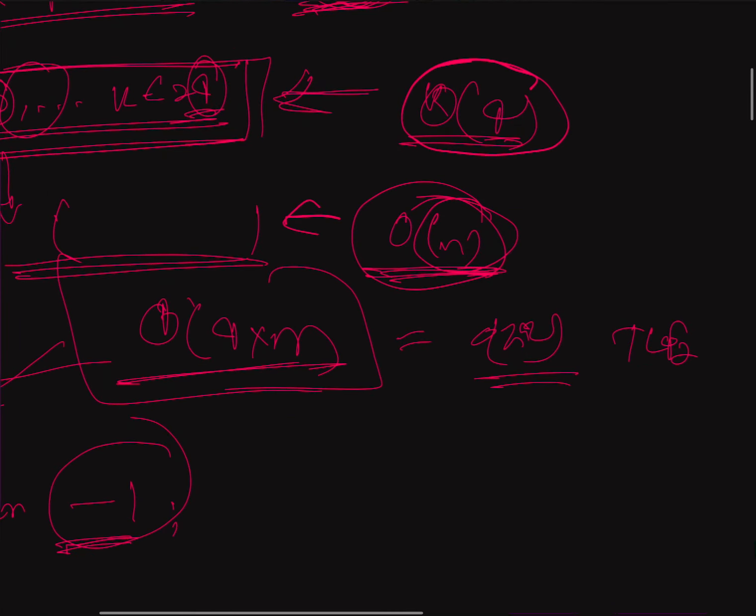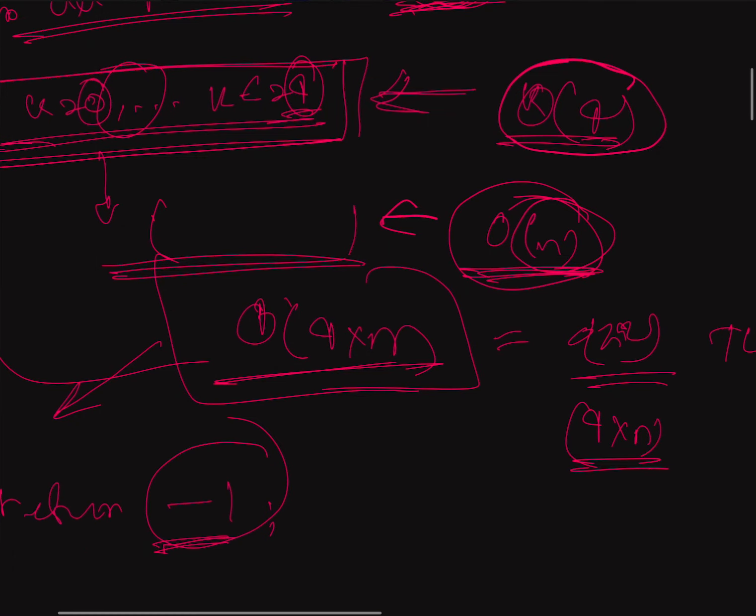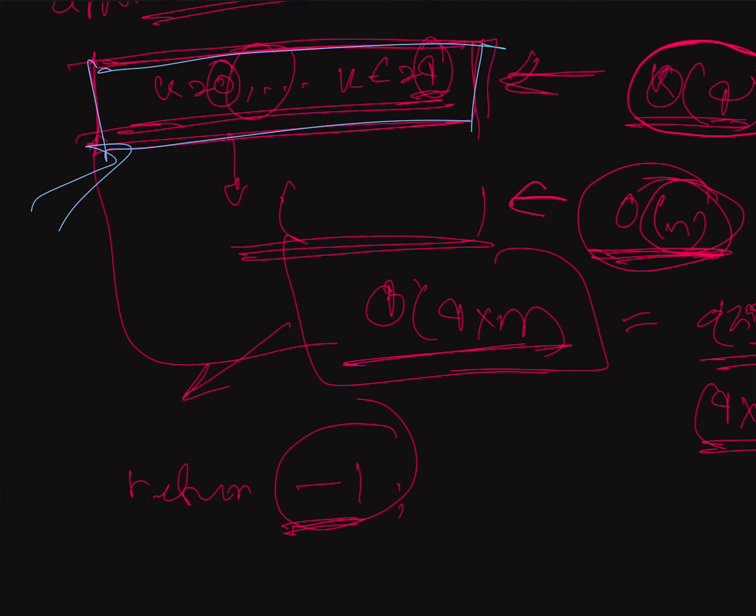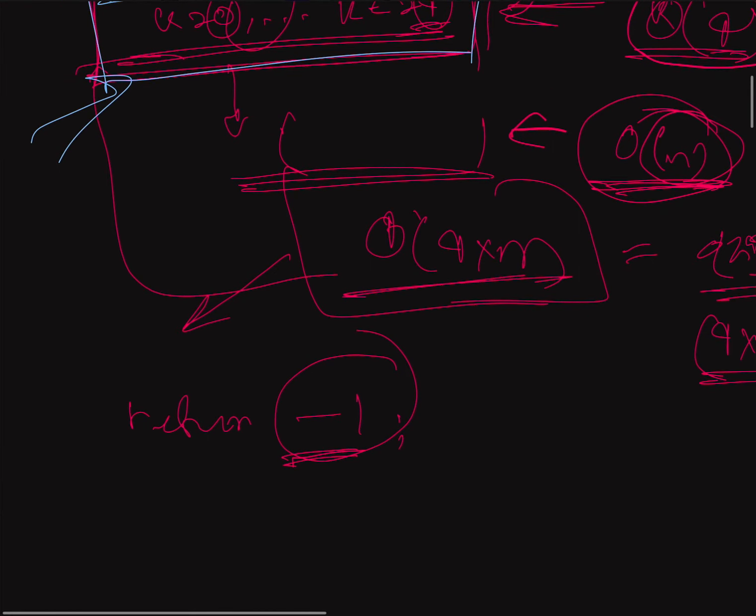So the ultimate time complexity will be big O of q into n. That's why this will give a TLE. Now how can I actually optimize this? What is the thought you are getting for optimizing the search for k? We have to use binary search here.